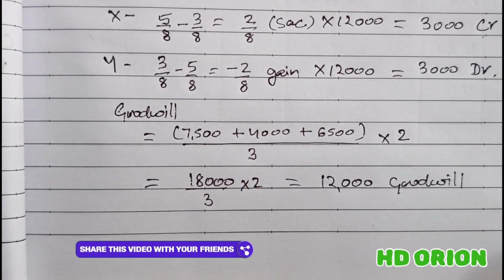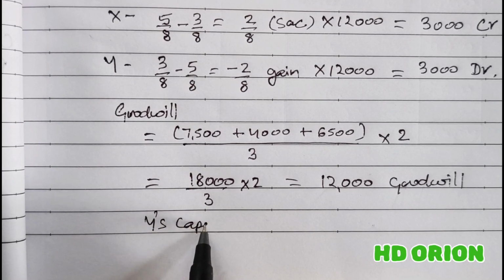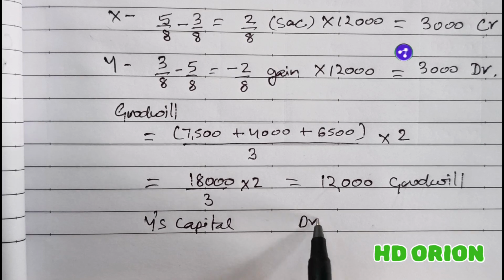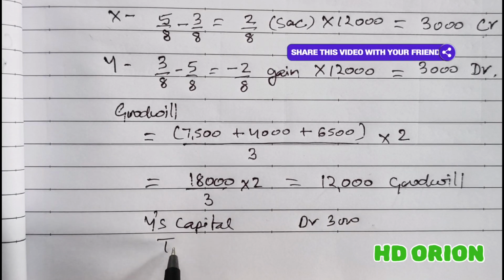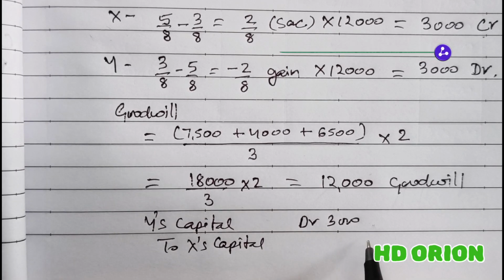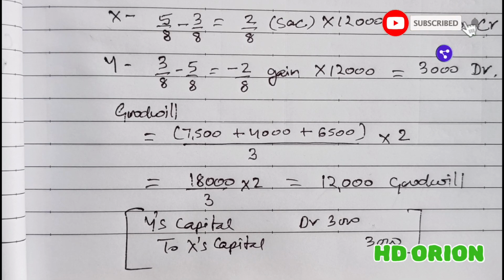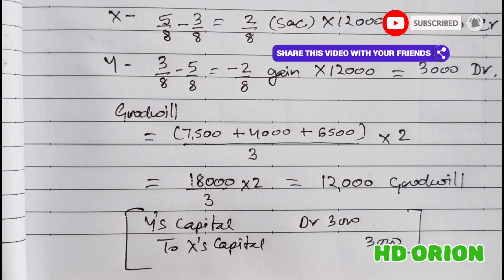Journal entry, how will be the journal entry? It is Y's capital account debited rupees 3,000 to X capital account. This is how the treatment of goodwill is to be done. That we will see in partners capital account.